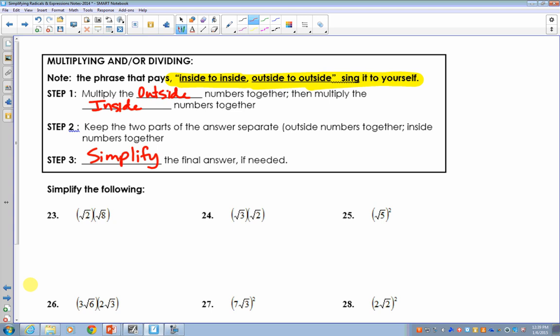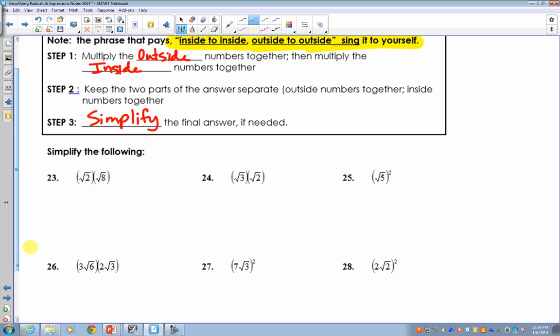Now, when I'm talking about inmates and outmates, your inmate is your radicand. That's your number inside or underneath the radical symbol. And your outmate is your coefficient. Now, in this first example, we have nothing but inmates, meaning the two radicands are 2 and 8, so they stay inside the radical. So 2 times 8 is 16, and the square root of 16 is 4, because it's a perfect square. So that's your final simplified answer.